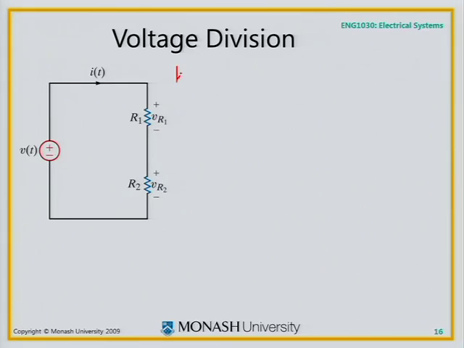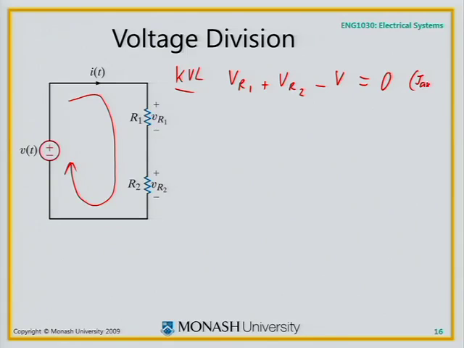What does Kirchhoff's voltage law tell me? If I go around the loop that way, it tells me that VR1 plus VR2 minus V equals 0. So the sum of the voltage drops across the resistors is equal to the voltage supplied by the source. Okay, but I can do a little bit more. That equation is going to be called Jamie. So there's Jamie. But what about Ohm's law?